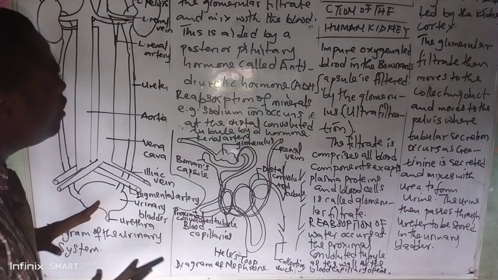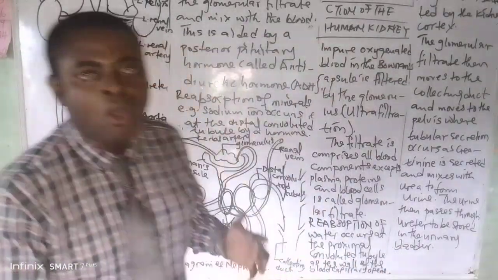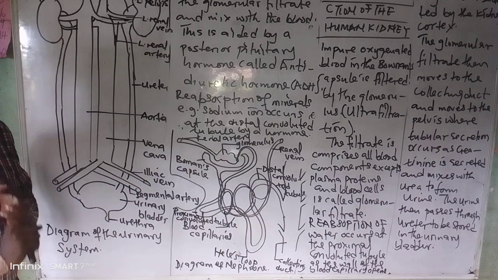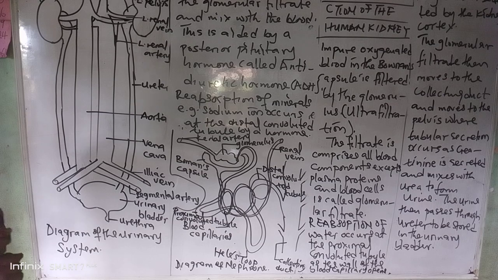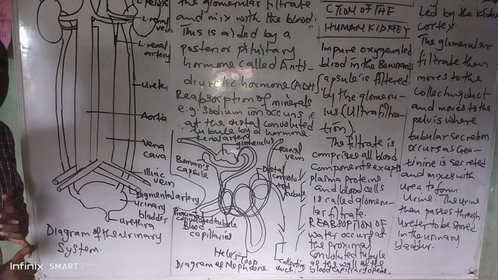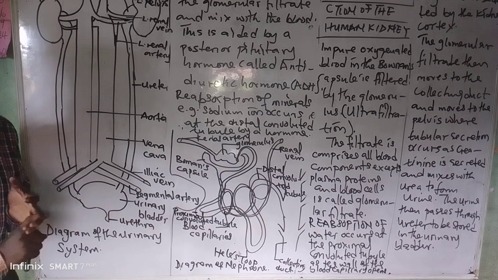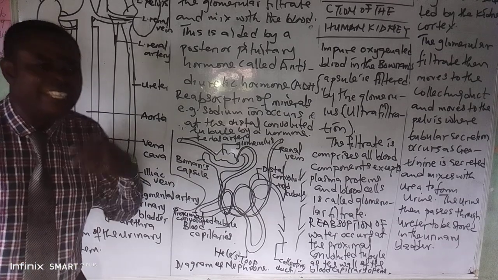Summarily, we can summarize the various functions of the kidney into ultrafiltration, selective reabsorption, and tubular secretion. I have seen in one WAEC question, they say write a short note on the following: ultrafiltration of the kidney, tubular secretion, then selective reabsorption. So then I need to explain something about reabsorption.